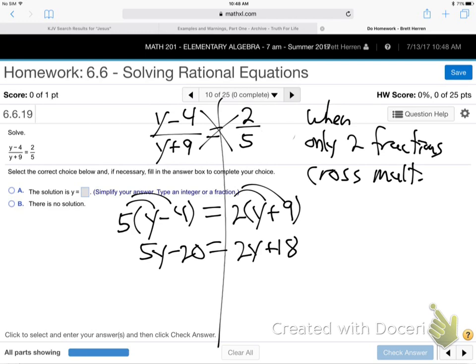You can just cross multiply. Those are easier if you just have two fractions, and they'll give you a lot of them. There'll be 5, 6, 7 of them in this section that are just two fractions. So you don't even really have to do a denominator thing, just cross multiply.